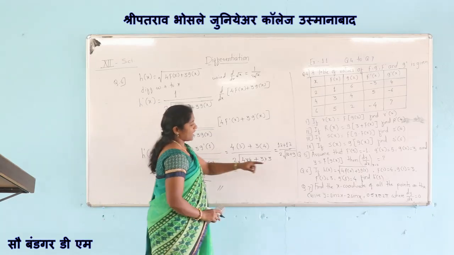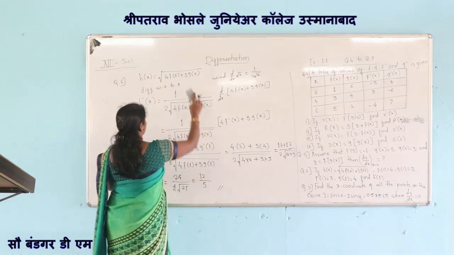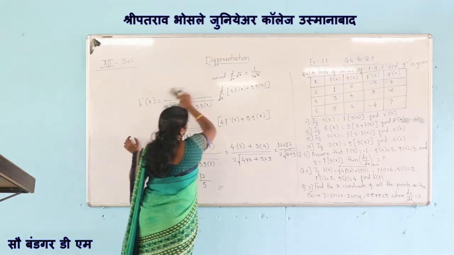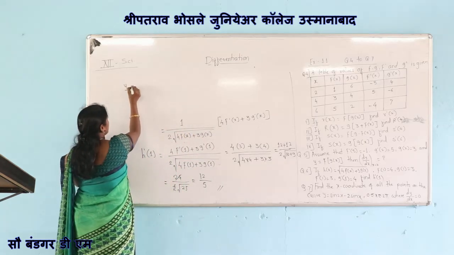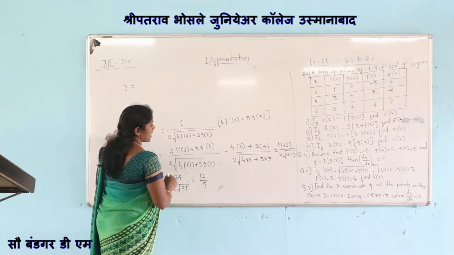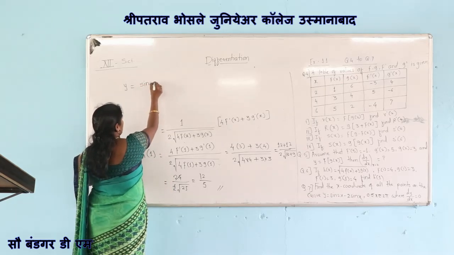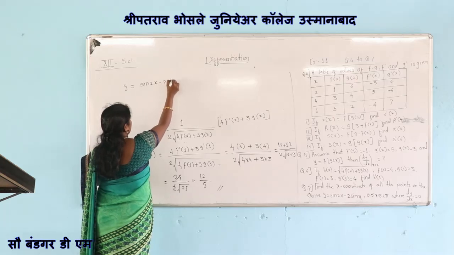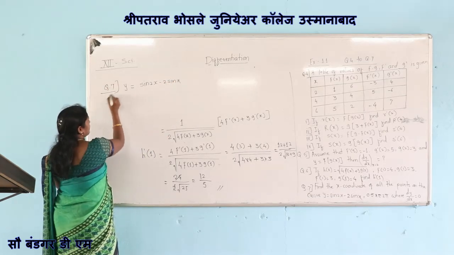Find the x coordinate of all the points on the curve. Curve is given. Curve is y is equal to sin 2x minus 2 sin x. So question number 7.